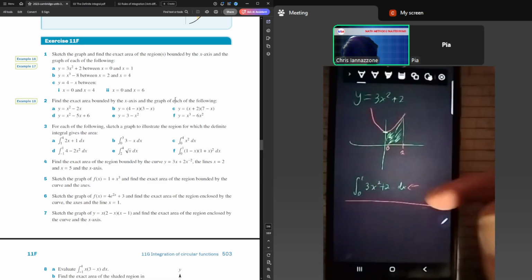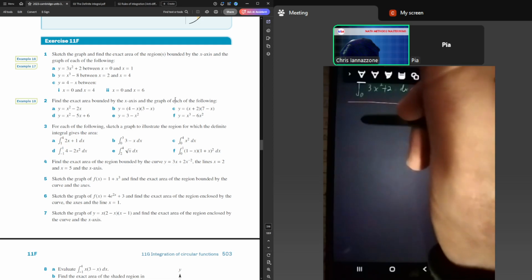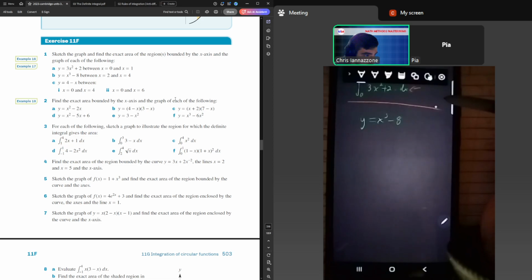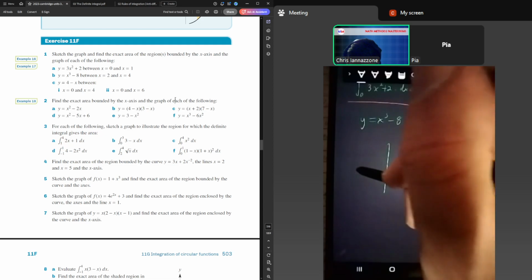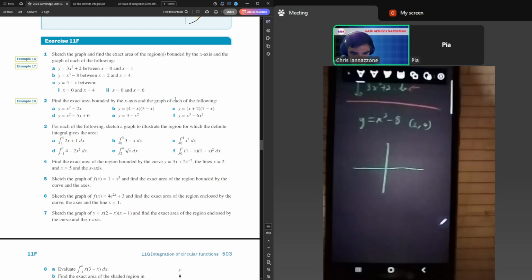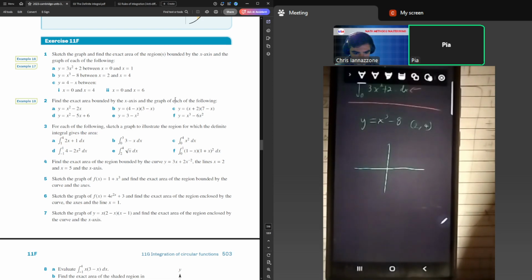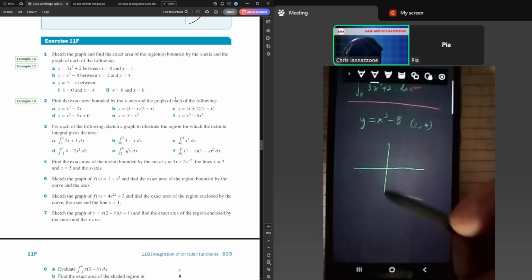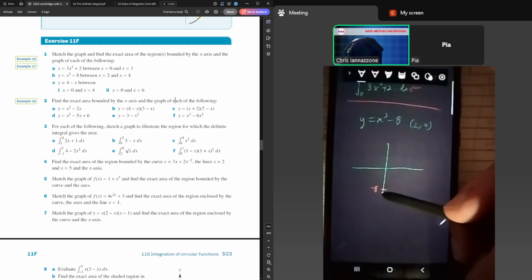Okay, next one up is y equals x cubed minus 8. And then we want to do it between 2 and 4. So again, first things first, we want to get a sketch going. What's that going to look like? There would be a y-intercept at -8. Yep, that's good. What else can we get?